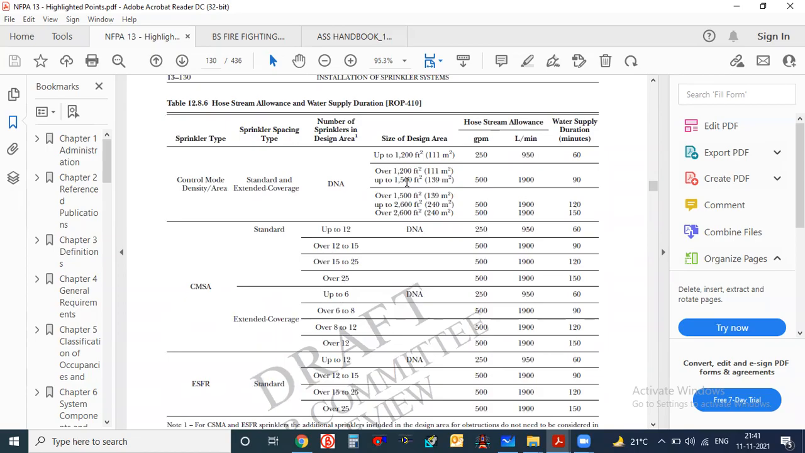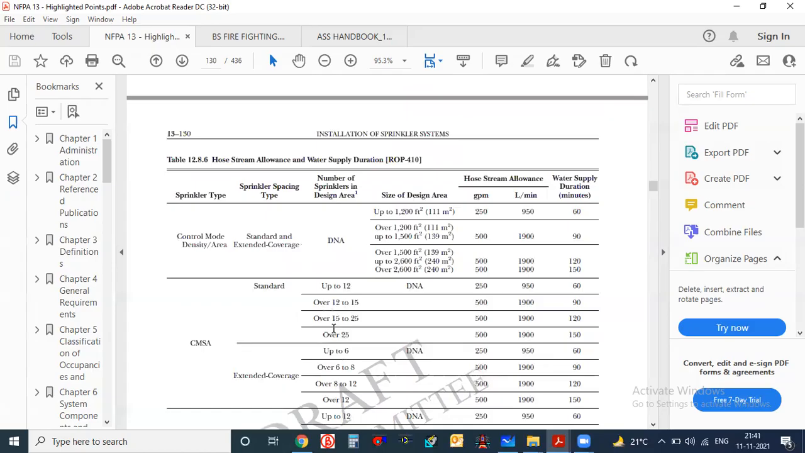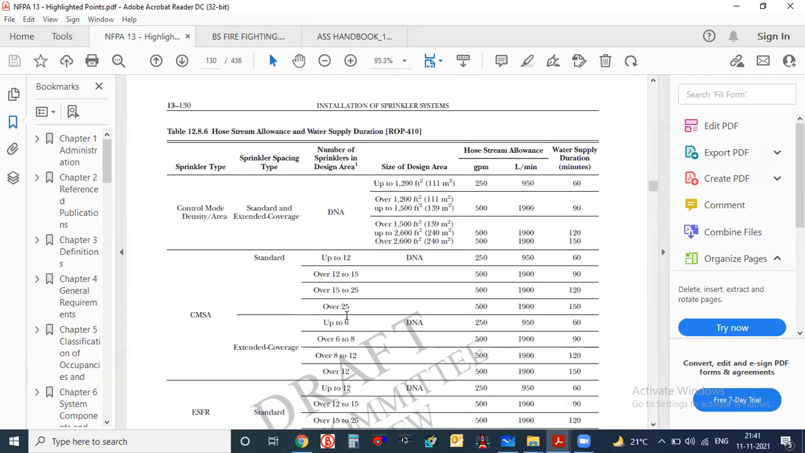For example, if you are considering design, like see here, they have not given the design area, but they have given that you have to go with whatever the number of sprinklers. And that's why I told you that this type of system is a little bit confusing. This is a general table. Okay, this is a very general table.